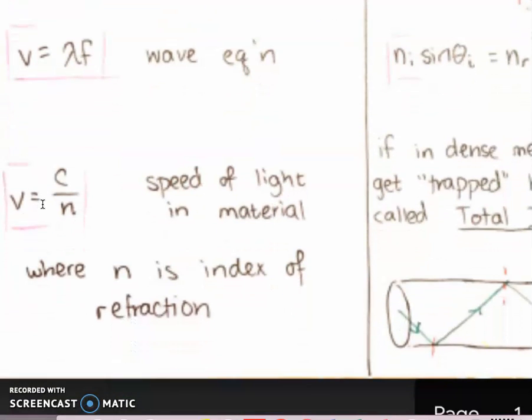But if light is traveling through a different material, we need to know that material's index of refraction. The index of refraction is a unitless number between 1 and about 2.5. And think of it as how much slower does light travel through that medium than it does in a vacuum. So let's say light travels through water. I would take the speed of light in a vacuum and divide by about 1.33.